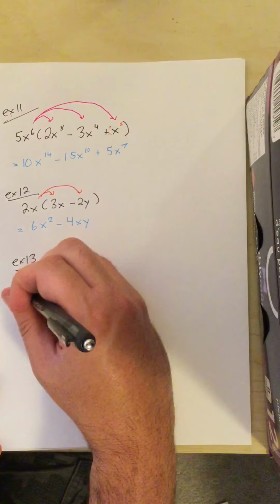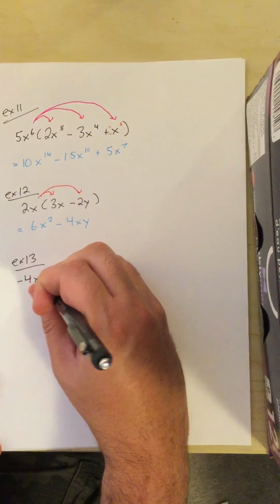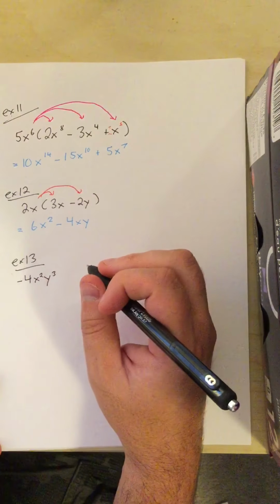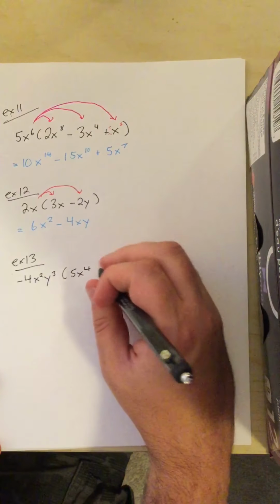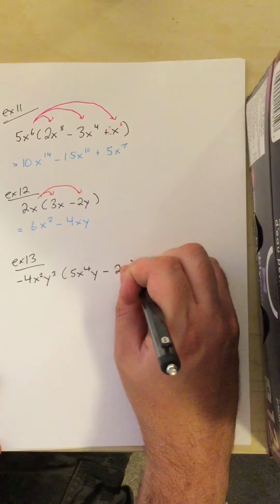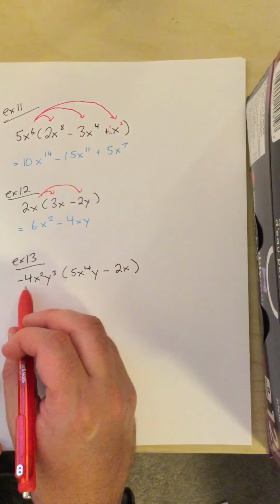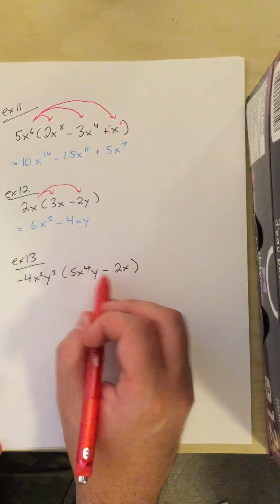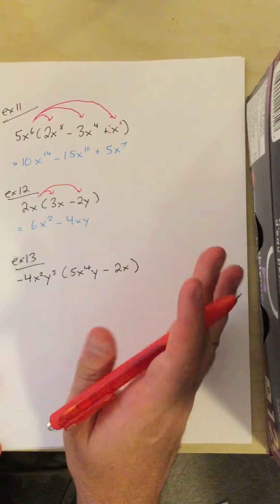Example 13. Minus 4 x squared y cubed times 5x to the 4 y minus. Okay, we're getting a little crazy here. That's good. Nothing ventured, nothing gained. So this whole thing is one term. That's a term. That's a term. So we have one term here and two terms inside the bracket, and that's it.